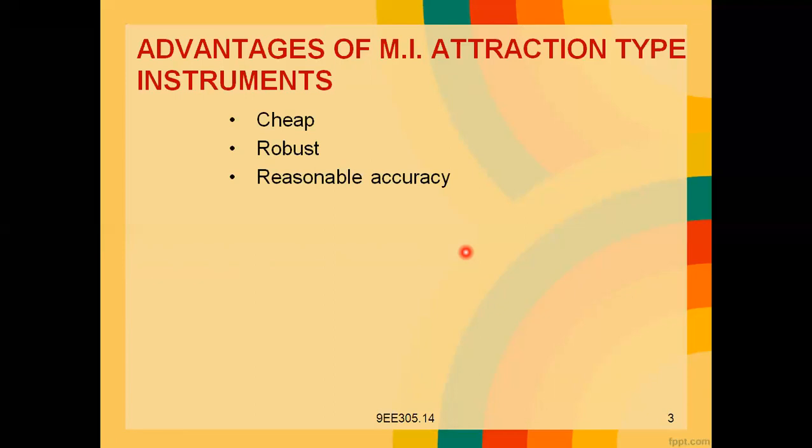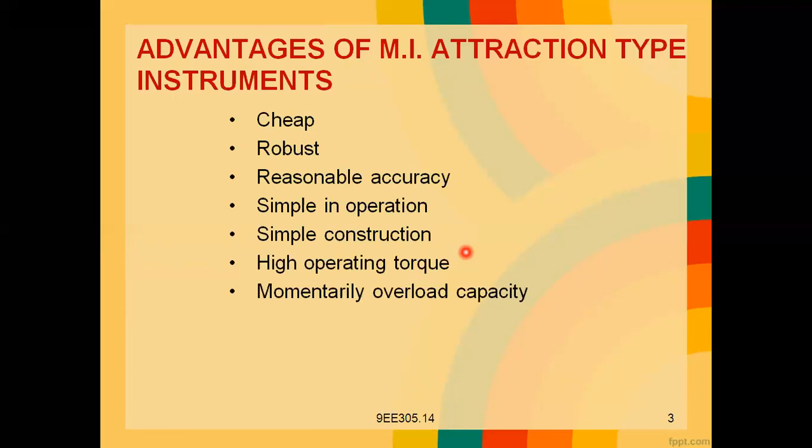It's reasonably accurate. It may not be very, very accurate, but it is reasonably accurate and simple in operation, simple construction, high operating torques, momentarily overload capacity. We can overload the moving iron attraction type instrument momentarily without any damage to the instrument. So these are different advantages of moving iron attraction type instrument. And also we can use it for both AC and DC. This is a very good advantage.